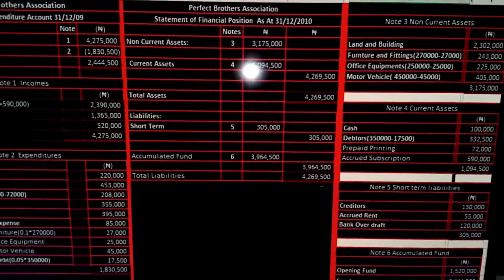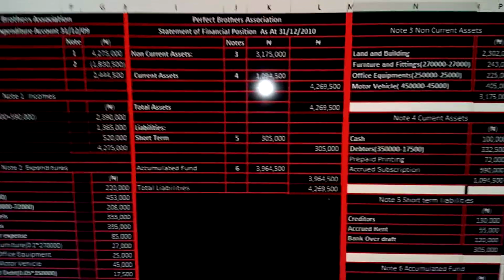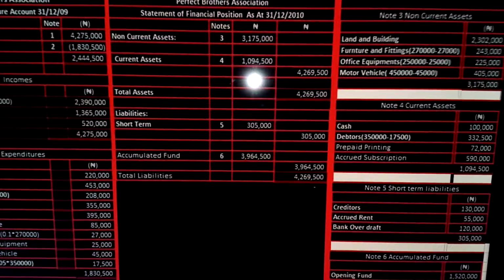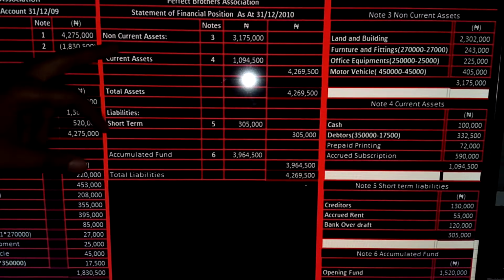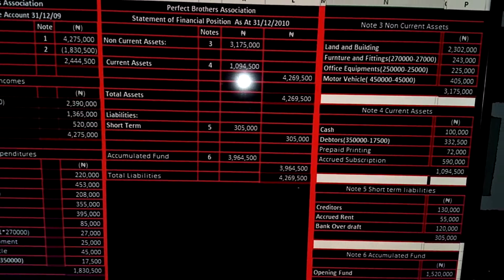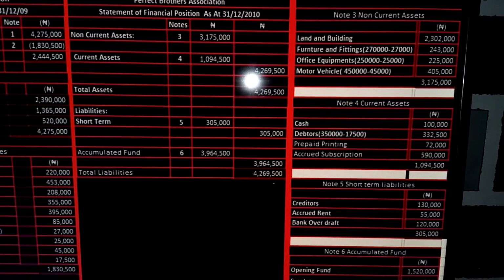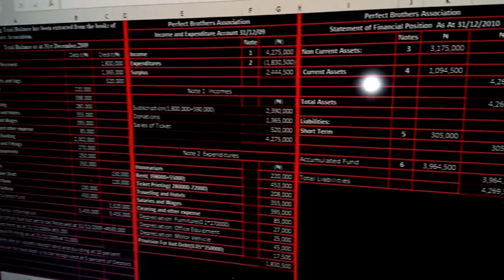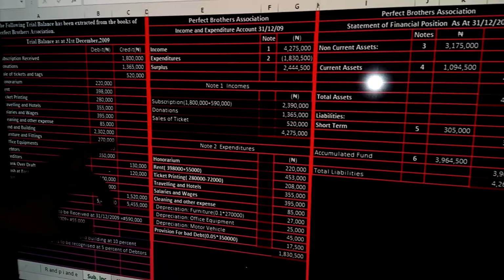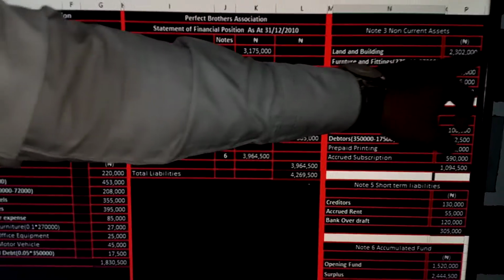So let's go to the balance sheet now. Your balance sheet just shows your assets and your liabilities. Okay? So what are the assets? We have non-current assets, which is also called your fixed assets. So what are the fixed assets in the question? We have land and building, 2302. Look at it here. 2,302,000.